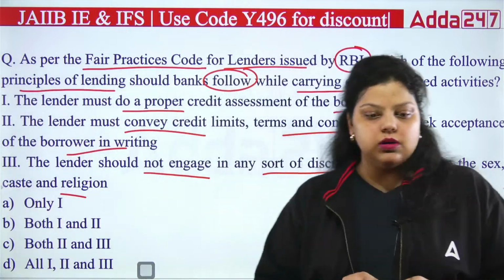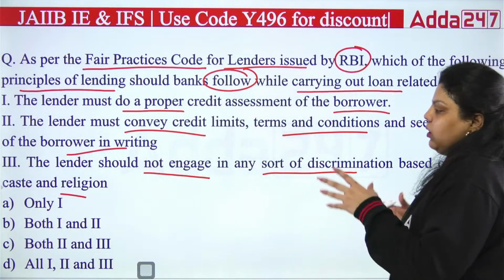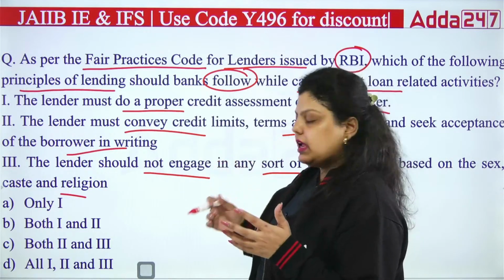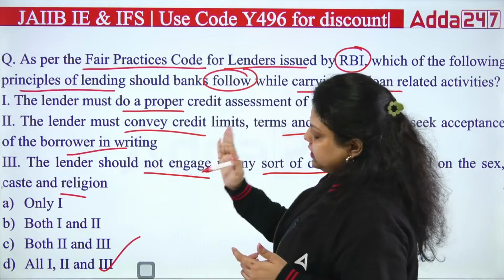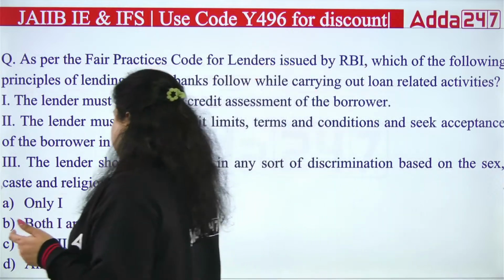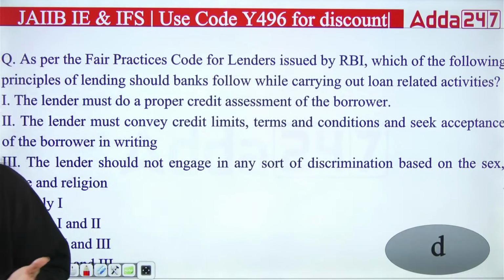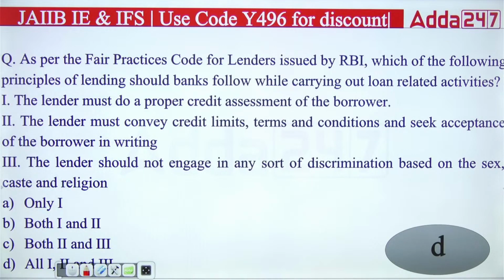And if you study all the three statements, you will feel like all three are very genuine and all three should be followed. So the right answer will be that first, second and third should all be followed by the bank before providing a loan to the borrower. Okay, so the right answer will be D, all of the above.